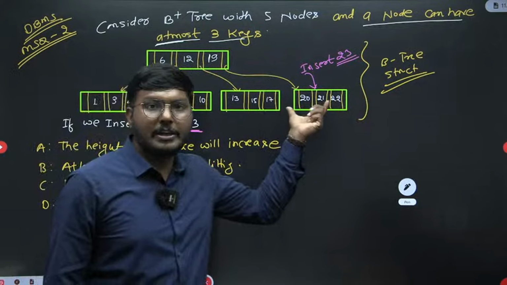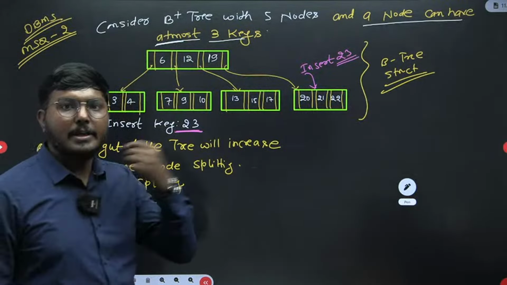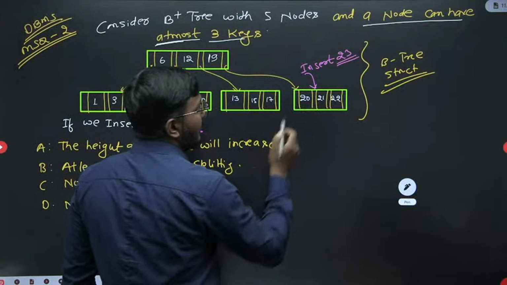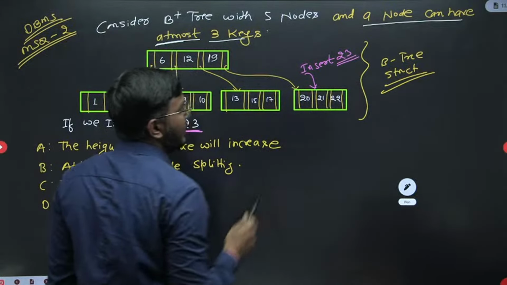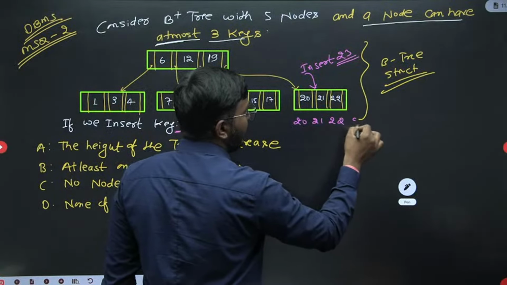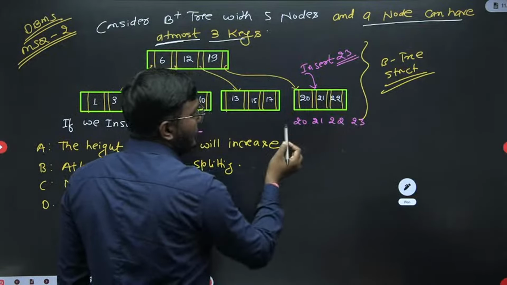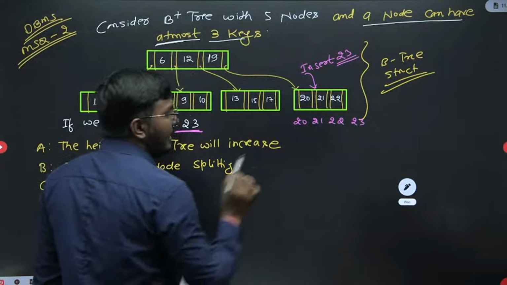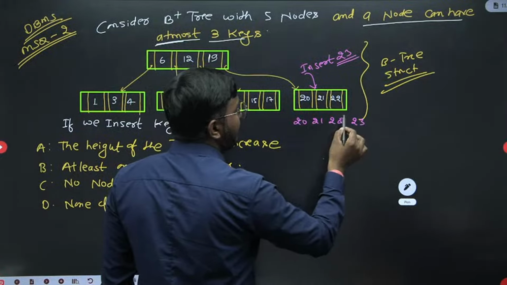Now this last node is fully occupied. So first we write all these keys in ascending order, which will be 20, 21, 22 and 23. Now we split the leaf node and take a middle element as the root. The middle element is 21 or 22, so we can take either one. Let's keep 22 here.